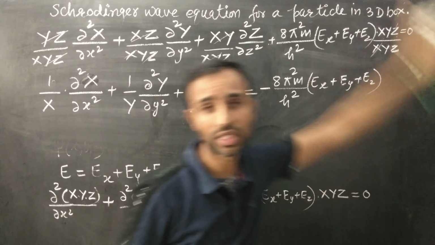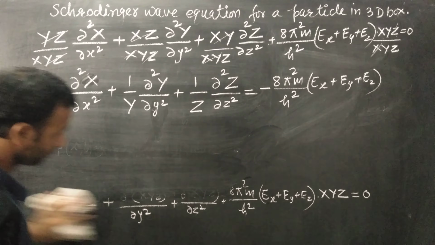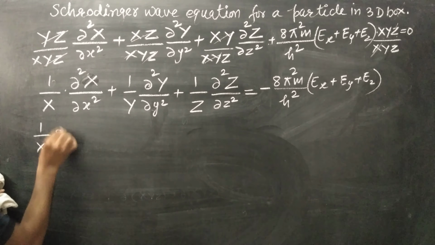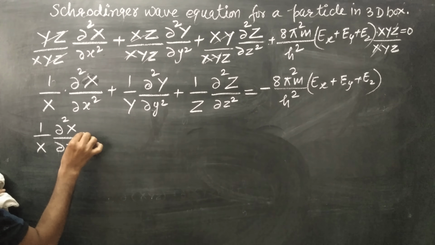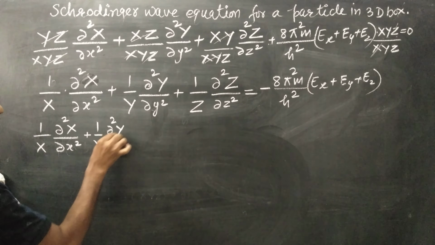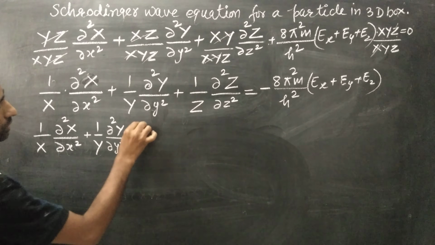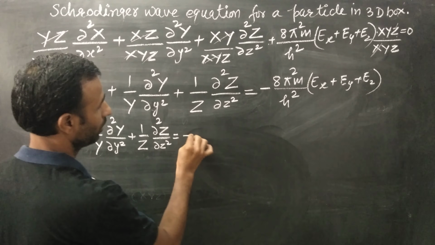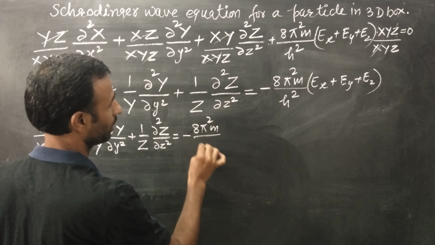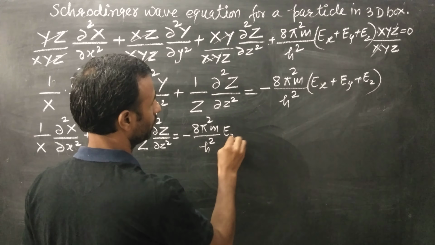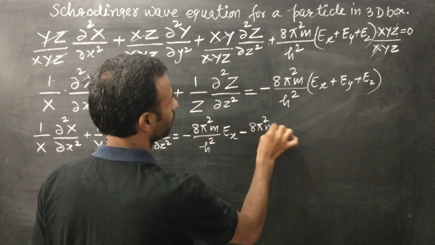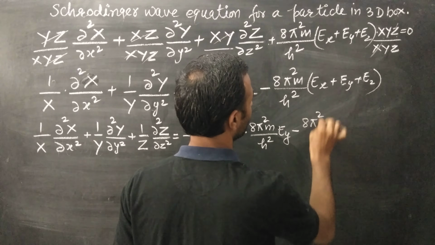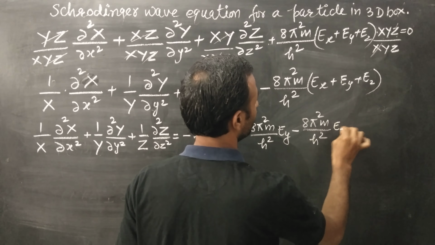Right? We take it on the other side. Now, after getting this, again we can write 1 upon x del square x upon del x square plus 1 upon y del square y upon del y square plus 1 upon z del square z upon del z square equal to minus 8 pi square m upon h square into E_x, minus 8 pi square m upon h square E_y, minus 8 pi square m upon h square E_z.